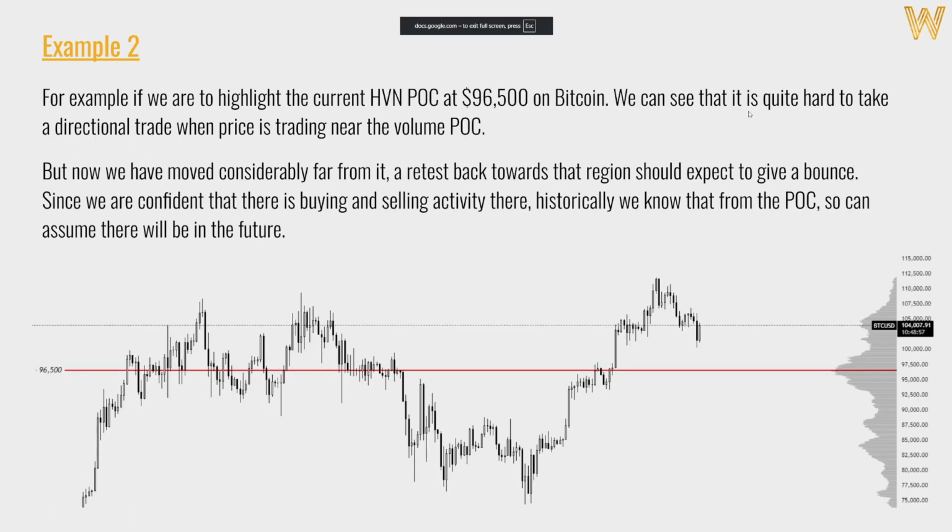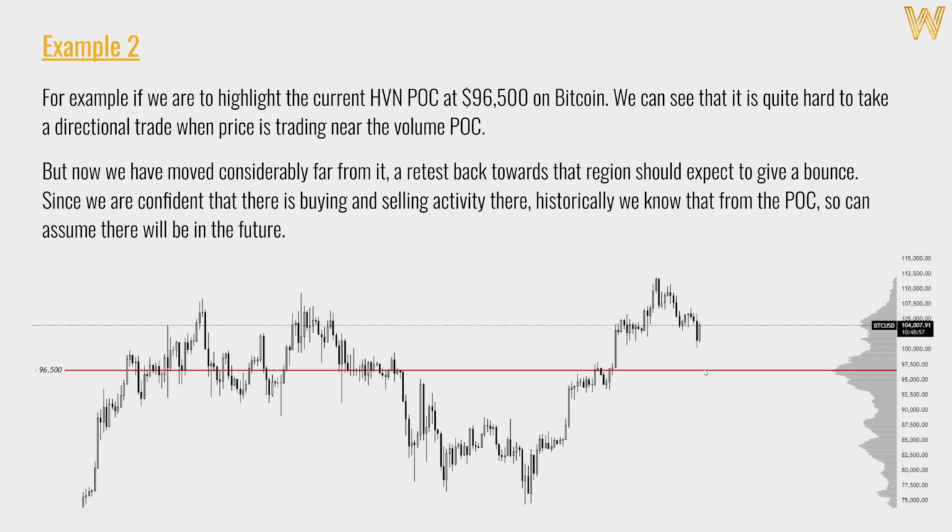So moving on to take a look at this high volume node POC that I just discussed, right? This one at 96,500. We can see that it's quite hard to take a directional trade when price is trading near a volume POC, right? We can see what happens here, like an absolute chop fest, right? But now we have moved considerably far away from it.